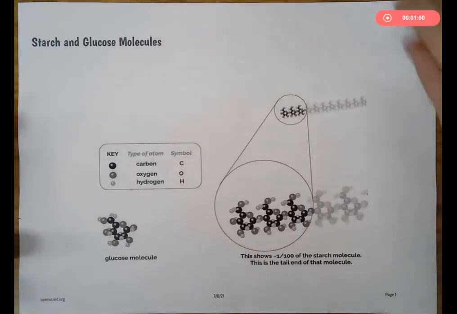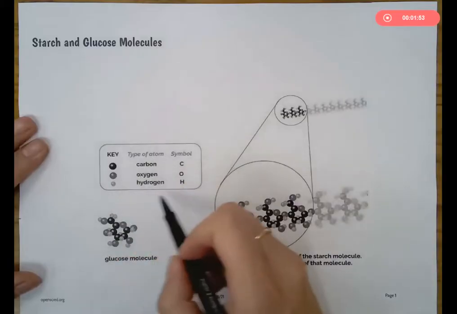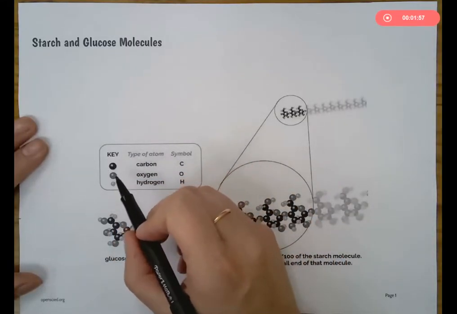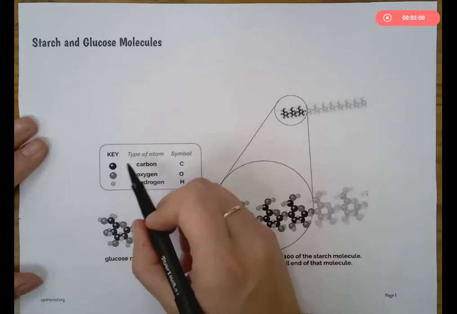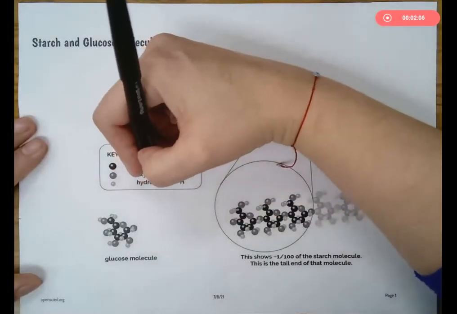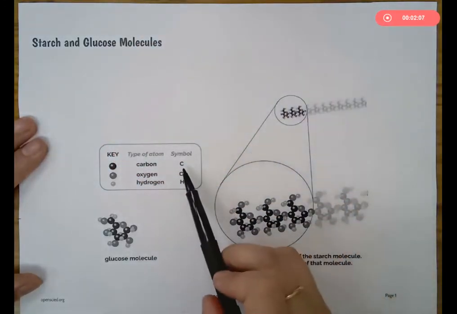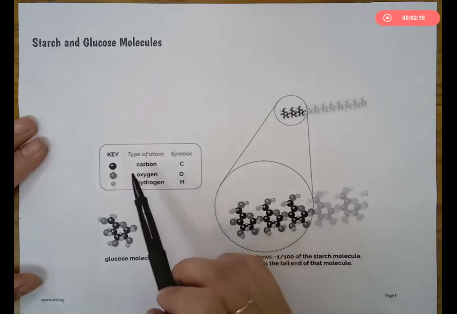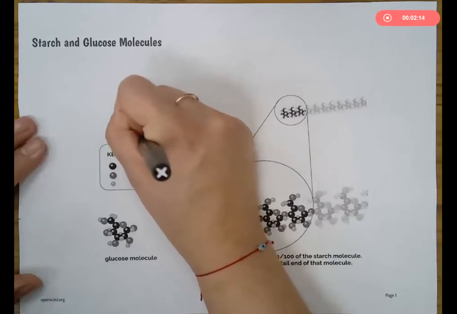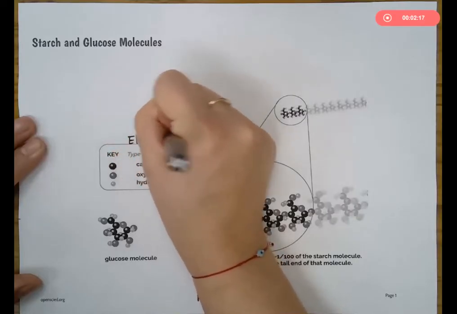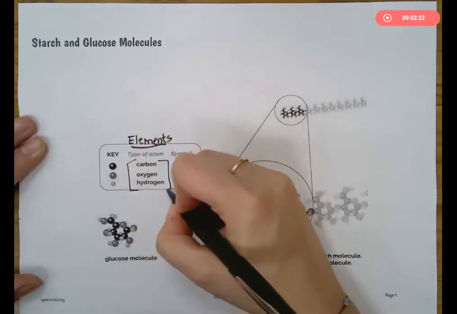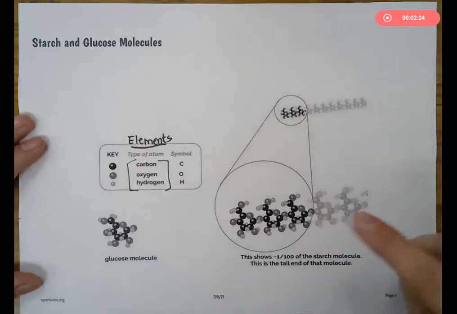First off, you notice we have a key right here. Our key says that we have these different pictures that represent different atoms: carbon, oxygen, hydrogen, right? And their symbols, C, O, and H. Now, carbon, oxygen, and hydrogen are all elements. So we're going to label our elements: carbon, oxygen, hydrogen. That's going to be important.